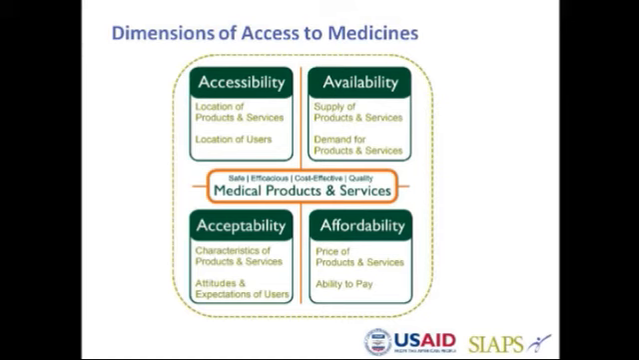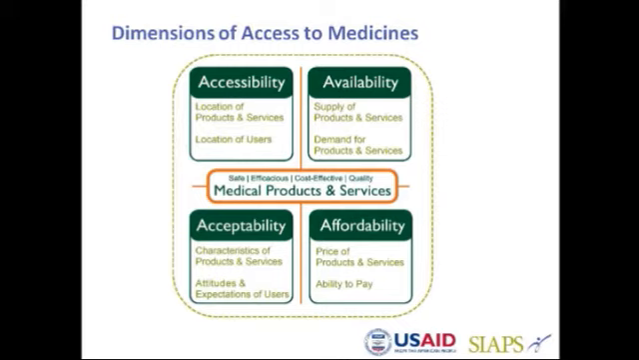So this little diagram attempts to describe the 4 dimensions of access. And you'll see that availability is just one of those. There are 3 others. And so one other dimension of access is accessibility. Are the products where the users are? Can users get to those facilities where the medicines are easily? So that's one aspect that we need to take into account.